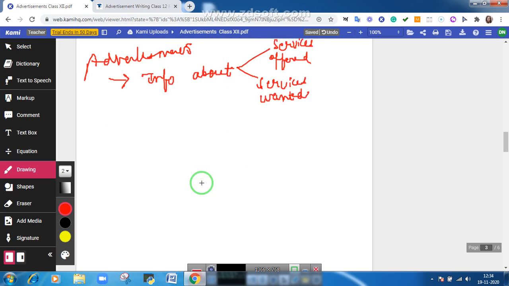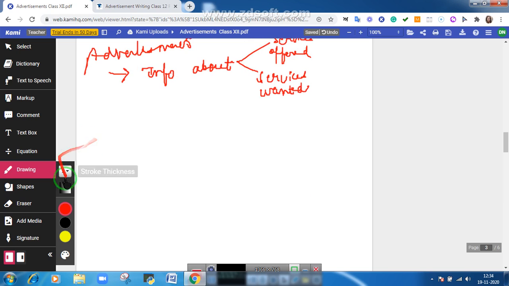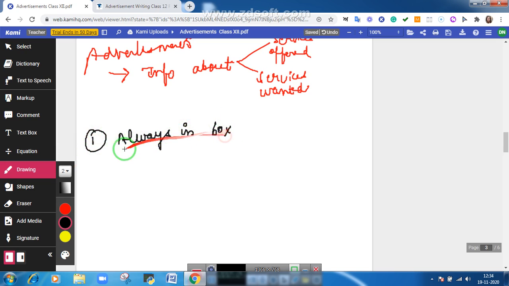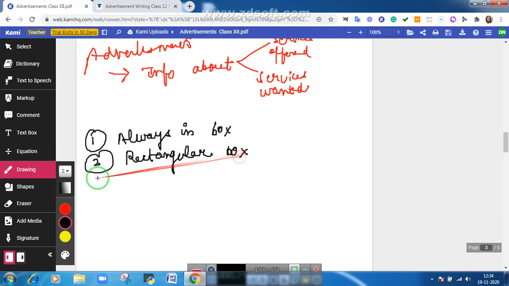Now there are a few things which you have to remember when you are writing advertisements, which is number one, always in box. Advertisements are always written in box, which is a rectangular box. All right, the thing that we write next is heading. So headings are going to be either flat for sale, house for sale, car for sale, or situation vacant, situation wanted, and things like that. We will just do it.